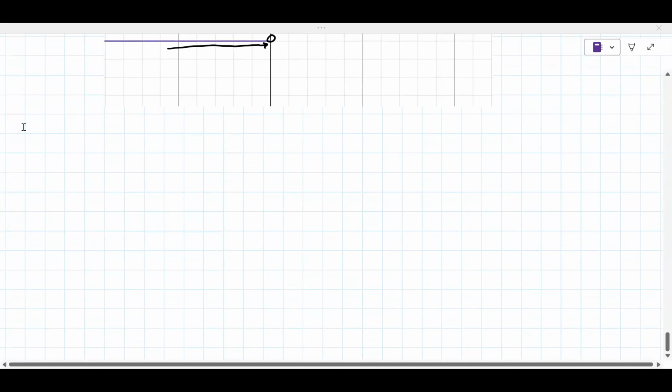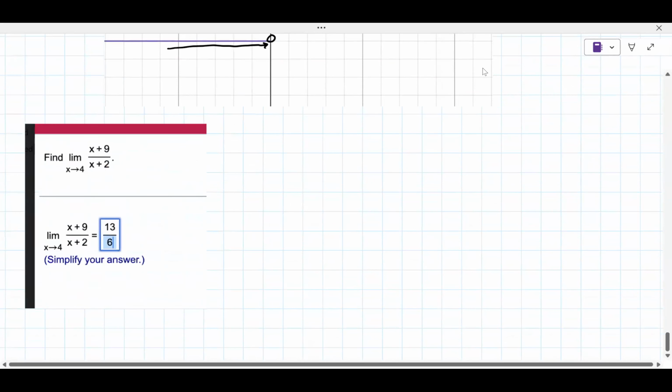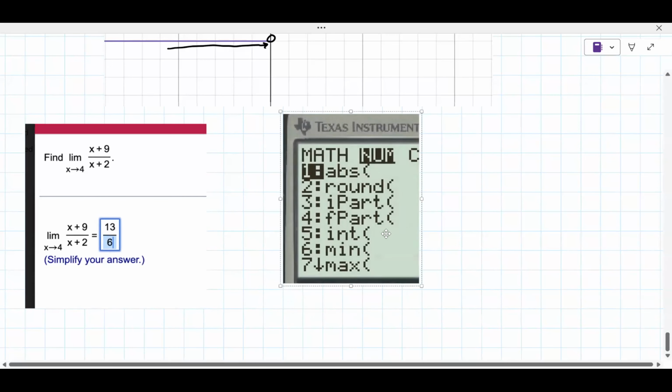You said it was in math? Yeah, let me see if I can find it here. I believe it's ABS under math, num. Let me grab a screenshot for you. There it is: math, num, abs. Yeah, absolute value.